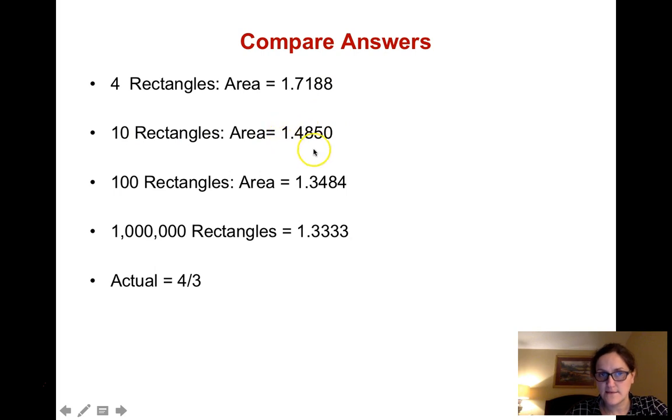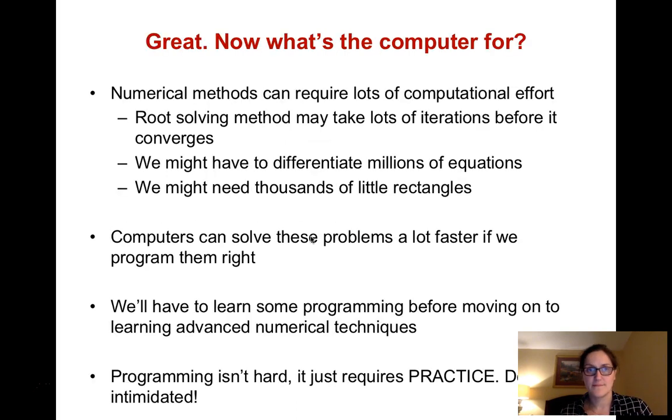For 10, it's this number. For 100, it's this number. For a million, which computers easily compute, it's 1.33333. And the actual value is 4/3, which is 1.33333. So I converge to a result. So that is another example of a numerical method.